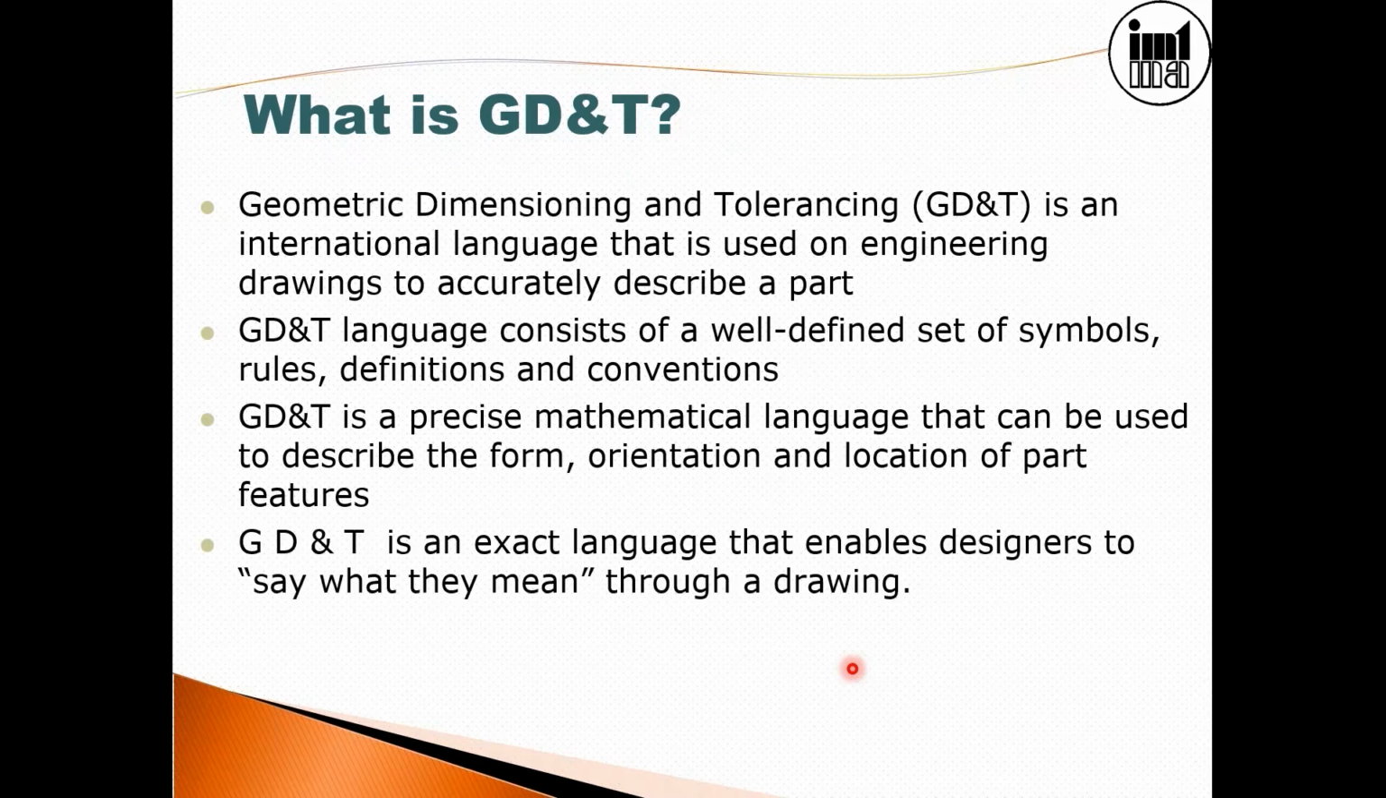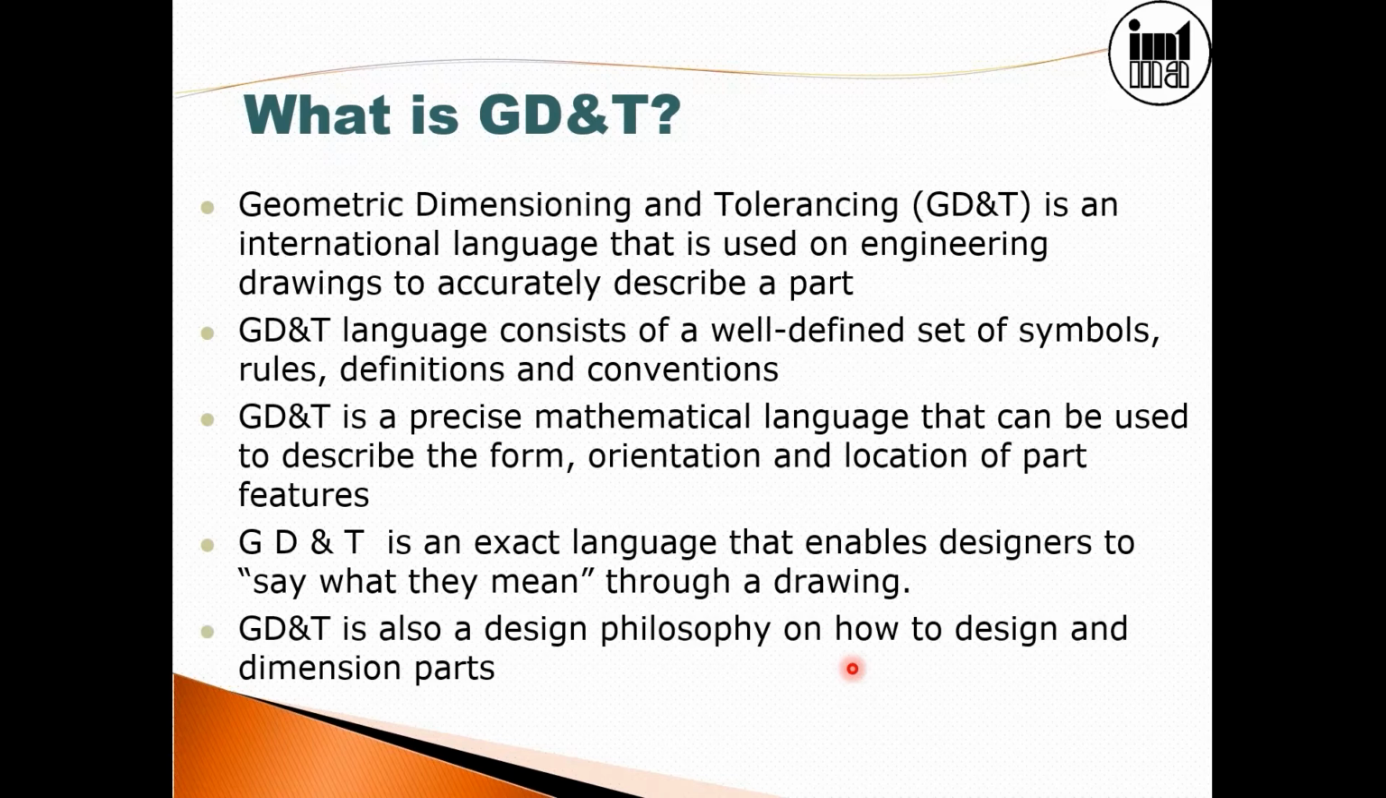Let us understand as we move forward. GD&T is an exact language that enables designers to say what they mean through the drawing. That means, for a design engineer, it's an excellent design tool. What is the concept in the mind of a design engineer? When you want to put those concepts on a sheet of paper, the GD&T tool is going to help him transfer all the concepts onto the sheet of paper. That is the beauty of the GD&T system. GD&T is a design philosophy.